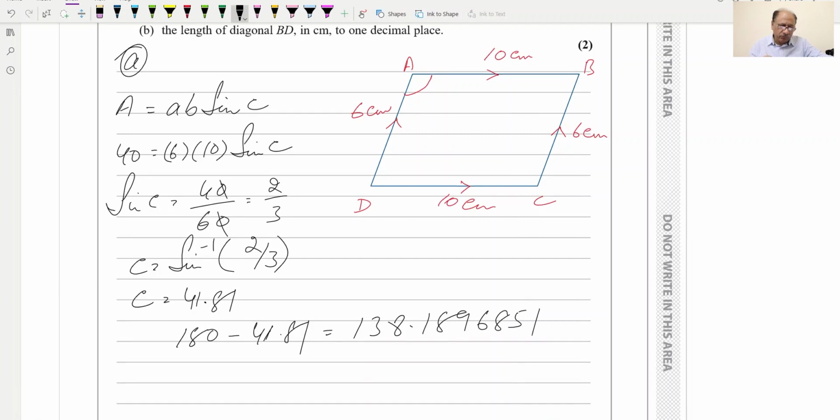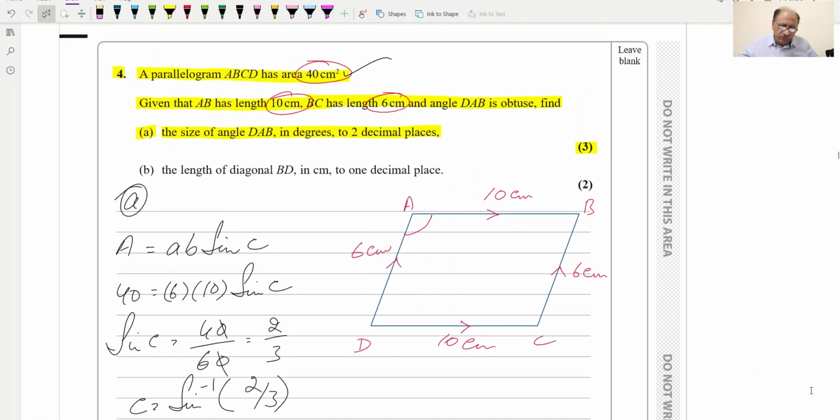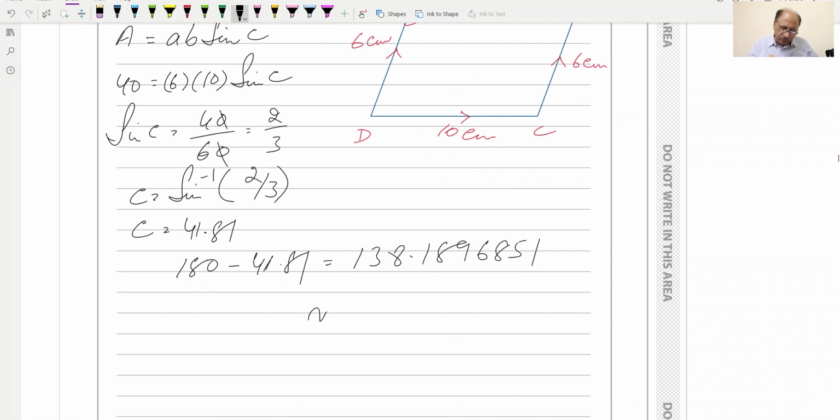138.1896851. They are saying the answer we have to provide to two decimal places, so we can round to 138.19, and this will be up to 2 dp, and this will be degrees. So this is done for the A part.